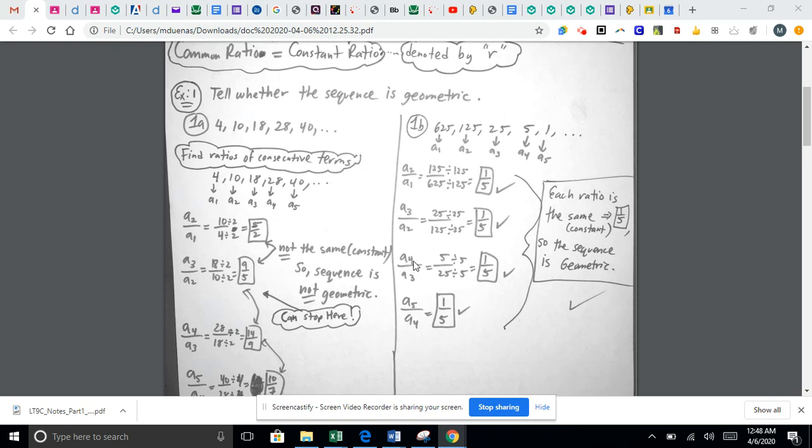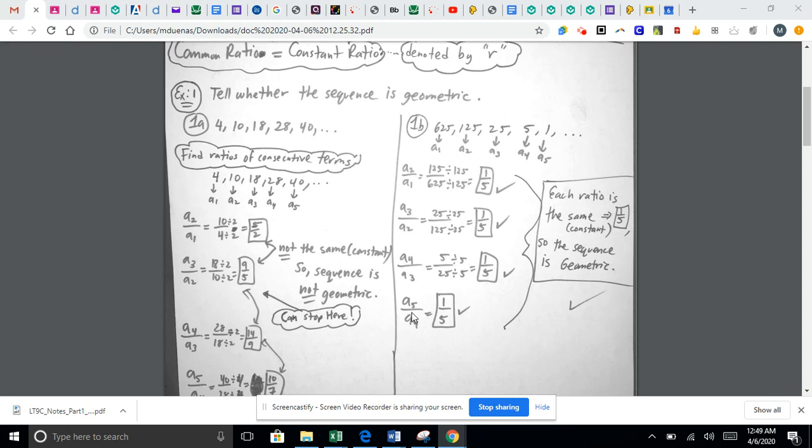But let's go ahead and go over the details here. So again, we left off right here. A sub 4 is 5, and A sub 3 is 25. So again, you're dividing each term by the previous term. We already did the other one. So it's 5 divided by 25 here, and they have a GCF of 5. So 5 divided by 5 is 1, and 25 divided by 5 is 5. So notice we get 1/5. So again, it matches the previous two.